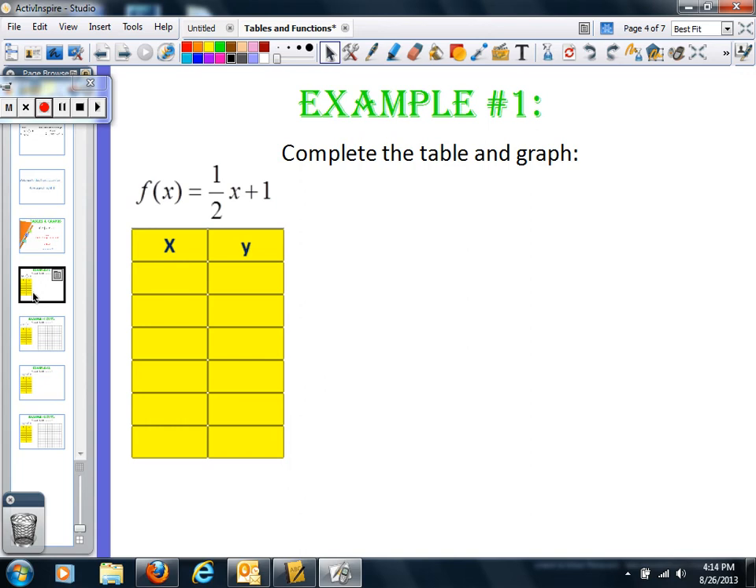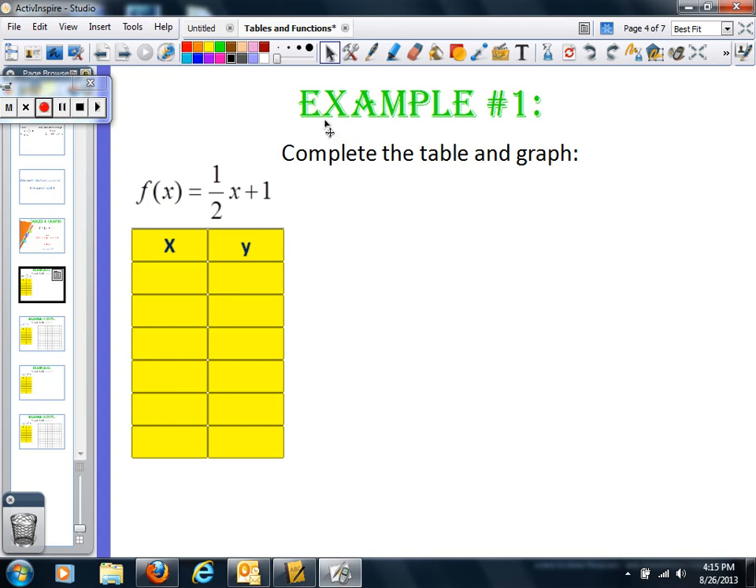So I'm going to start with this one, and I chose not to put just a basic function like f of x equals 2x plus 1, because in a problem like that, you can just pick any given number, and it really doesn't matter what number you choose. It's going to be effective. So on this one, I'm going to choose f of x equals 1/2 x plus 1.